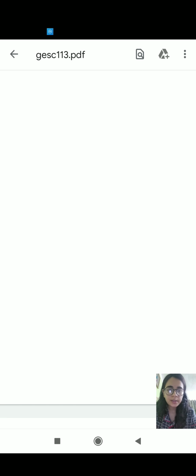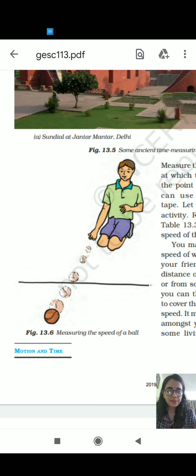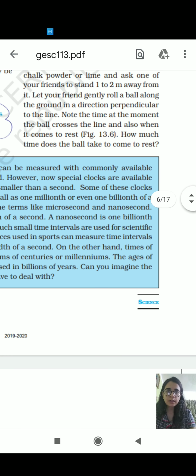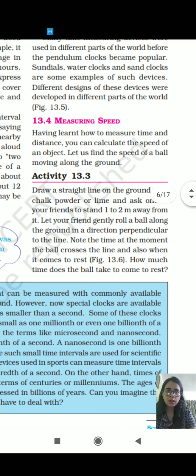Good morning, students. So, we have started with chapter number 13, Motion and Time. I hope all of you have gone through the previous videos. Please go through the videos first and try to understand each and every concept. Then we will do the question answers when we complete the chapter, and I will give you assignment after that only.